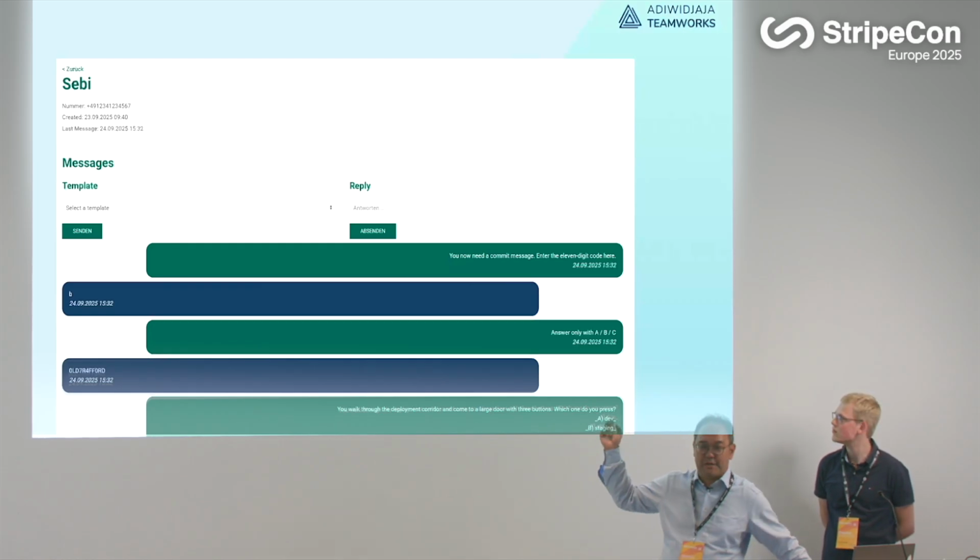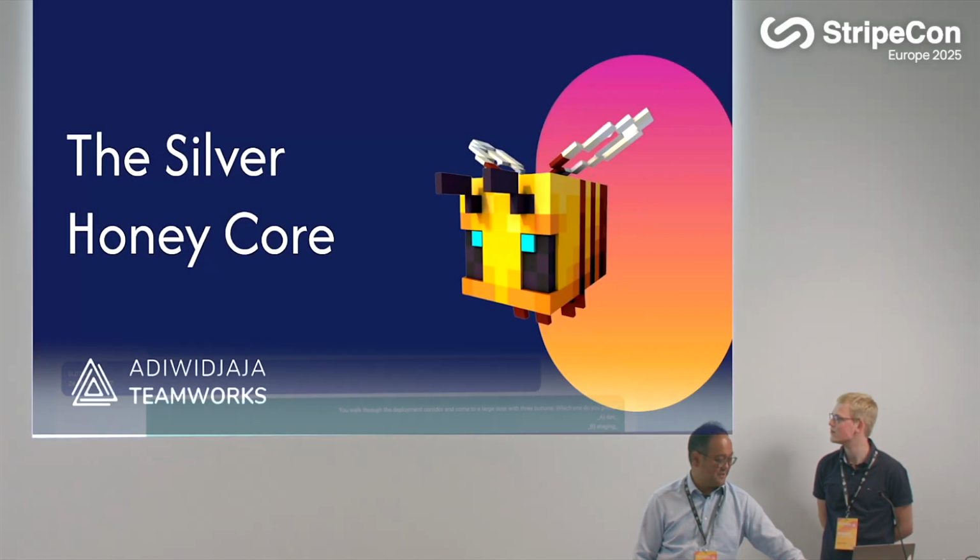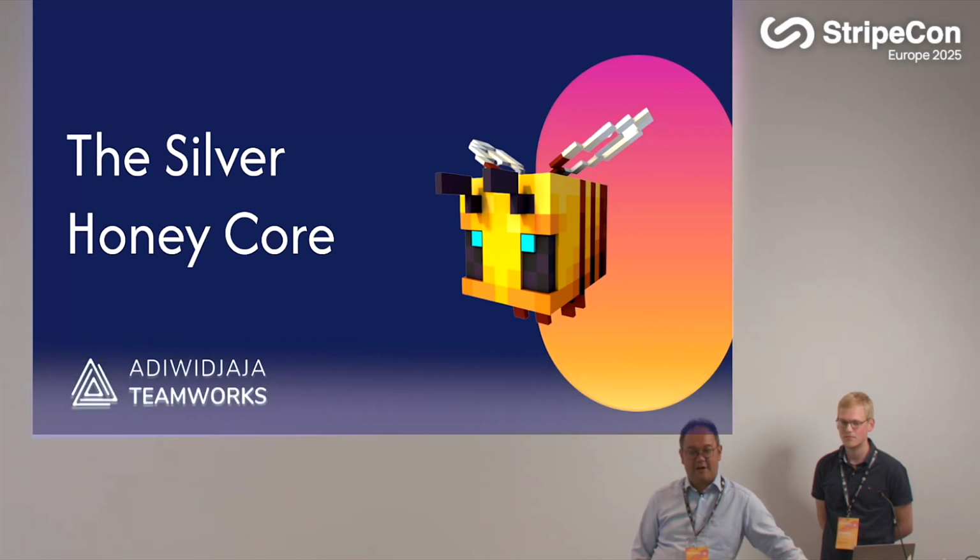This is not included in the modules. So this is part of our project, but we can share it if someone is interested. And now we are getting to the Silverstripe Hone Core.